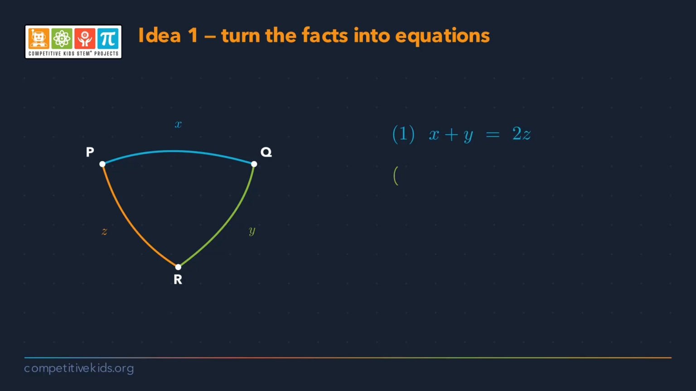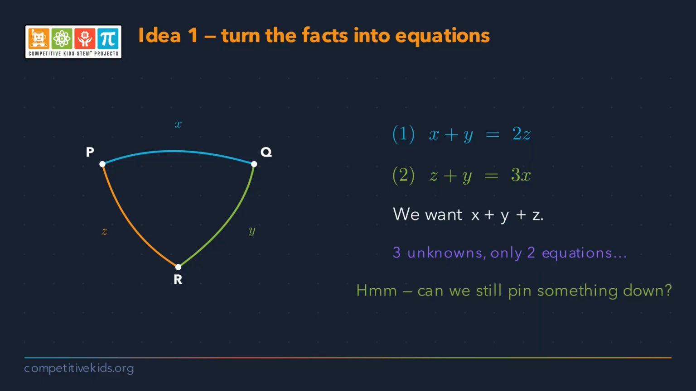The route P to Q to R has length x plus y, and that equals 2 times the direct road z. So our first equation is x plus y equals 2z. The route P to R to Q has length z plus y, and that equals 3 times the direct road x. So our second equation is z plus y equals 3x. We want the loop x plus y plus z, but we have 3 unknowns and only 2 equations. We can't solve for x, y, and z, but can we still pin something down about their sum?